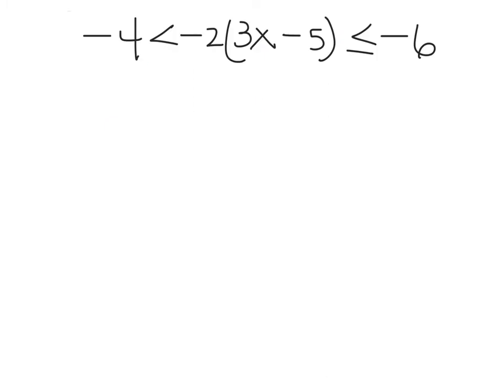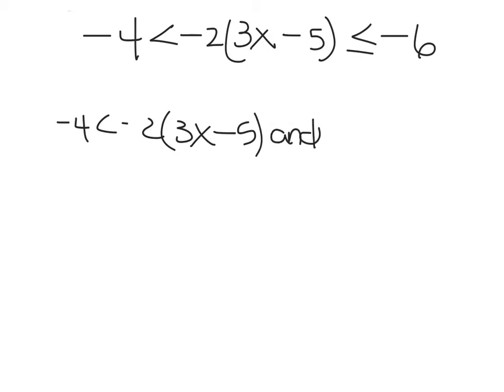Okay, so here's our next example, Dominic. This one actually says -2 times the quantity 3x minus 5 is greater than -4 and less than or equal to negative 6. Now, there's two ways you could do this. First of all, you could rewrite the problem as this. Negative 4 is less than negative 2 times 3x minus 5. And, because anytime there is no word, it's an and, negative 2 times the quantity, 3x minus 5, is less than or equal to negative 6. So I could do it like that if I wanted to.